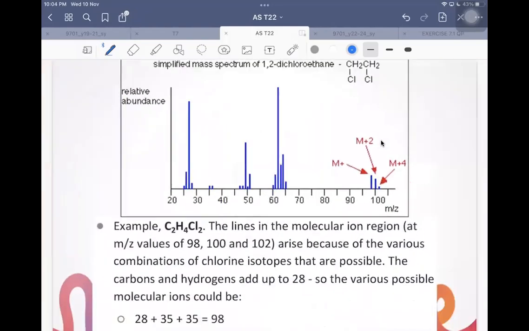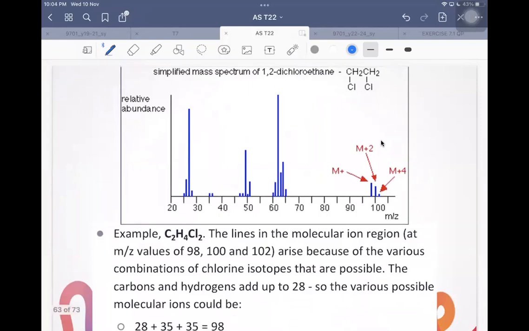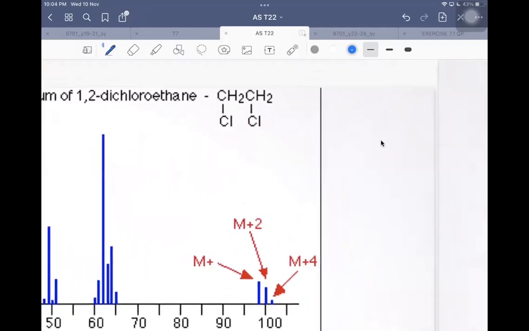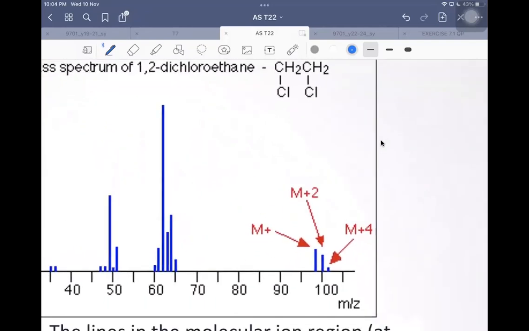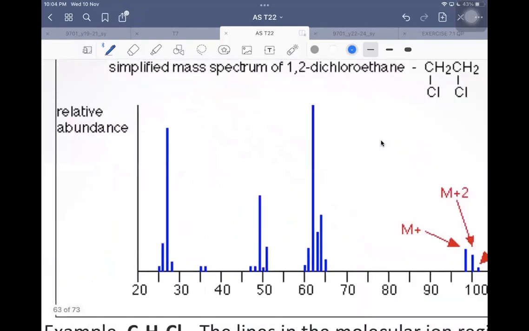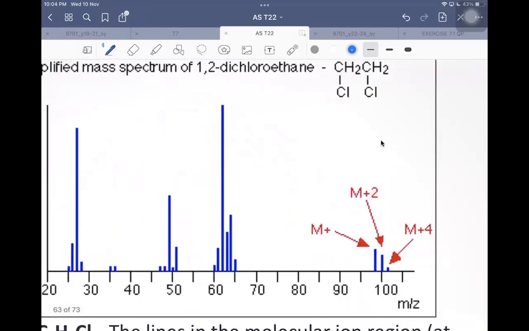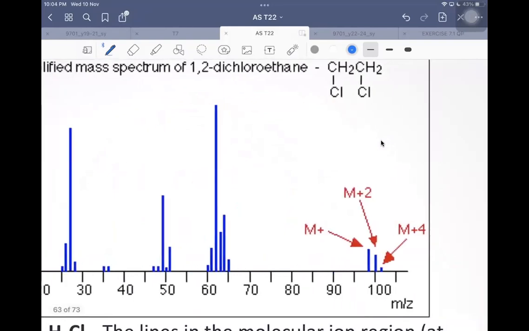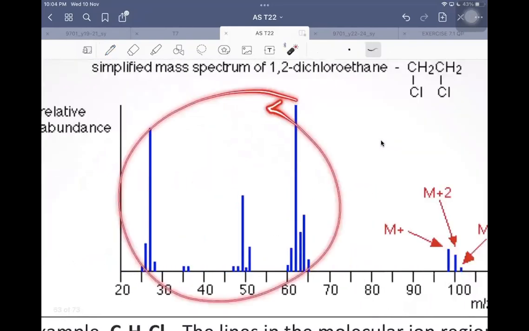Everyone else has a charge of +1 as well. The +2 and the +4 is just telling you the difference in mass between the molecular ion and that species. Okay, so this is the mass spectrum of 1,2-dichloroethane. I will just focus on these three peaks, and not so much on the other signals produced in the spectrum.